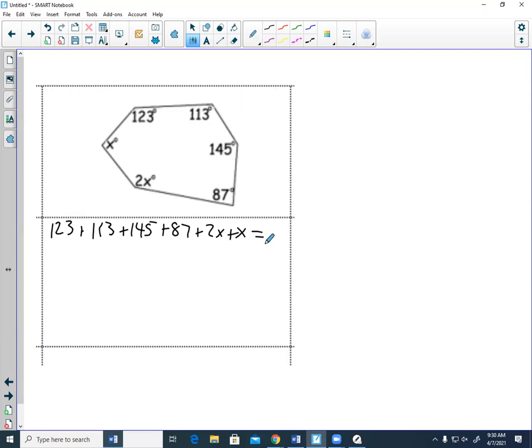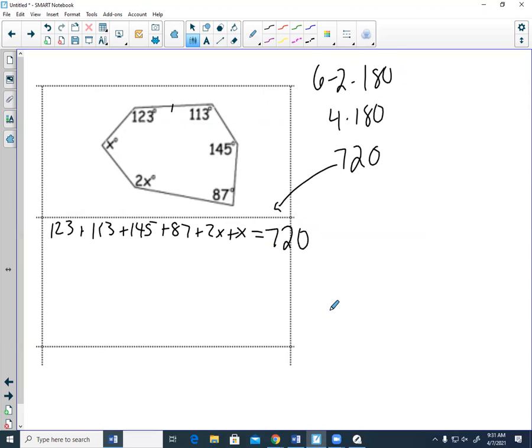What did we just do? We did that. N minus 2 times 180 will tell me how many degrees are inside that shape. So it will tell me what all of the angles add up to. So what I want to do is figure out how many sides there are. There's 1, 2, 3, 4, 5, 6 sides. So 6 minus 2 times 180 will be 4 times 180, which is 720. So I now know that this stuff will all add up to 720.